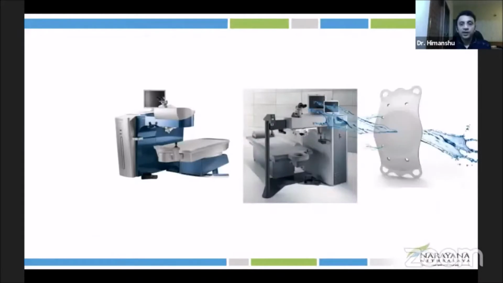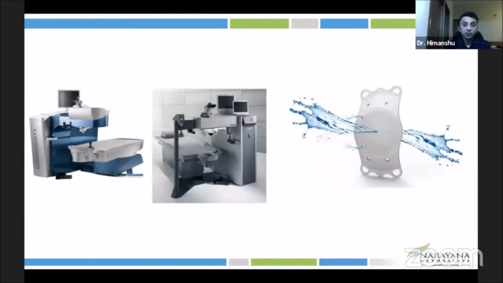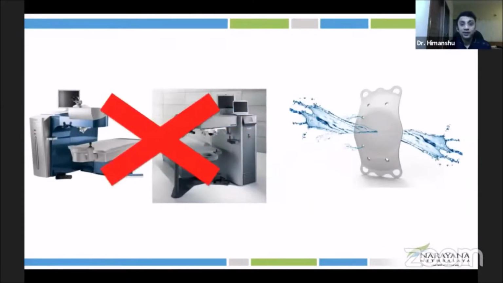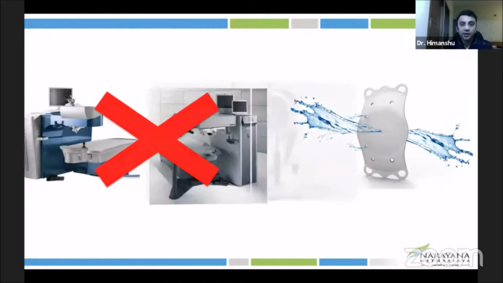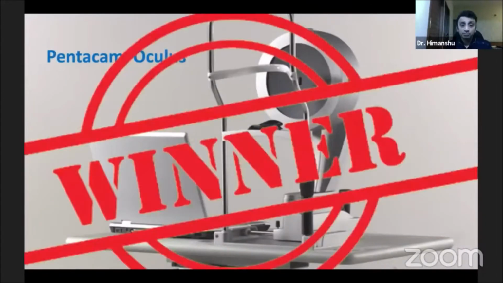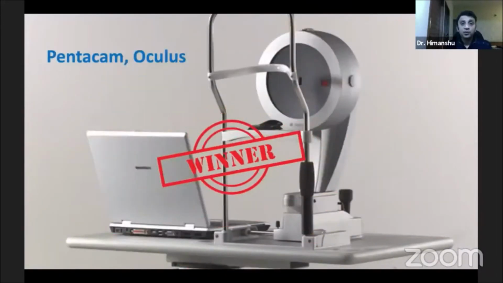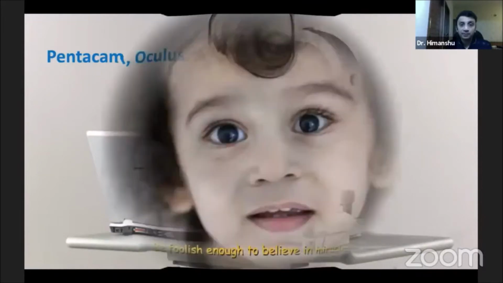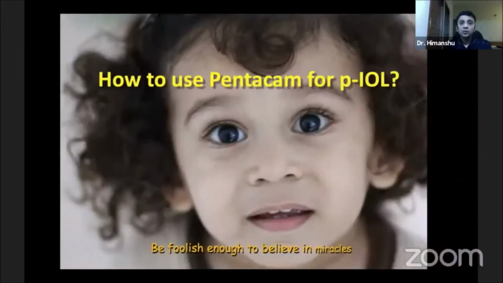So if I have an elevation-based topographer such as Pentacam, in such kind of cases, I may actually end up choosing the proper case for my phakic IOL. So I would say probably this would be something which I would keep in mind. The next question: how do we use Pentacam for phakic IOLs?